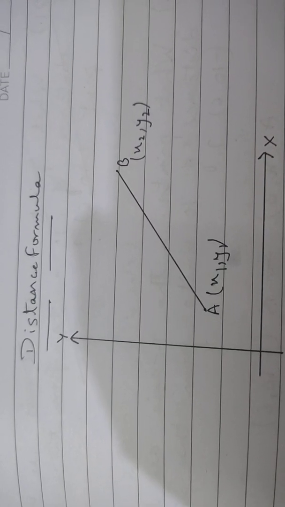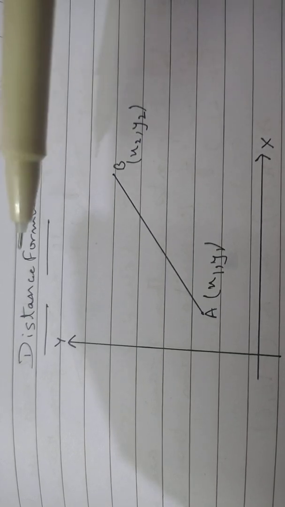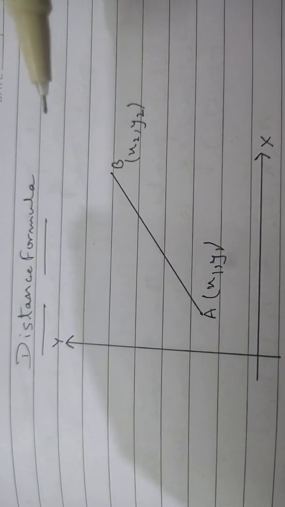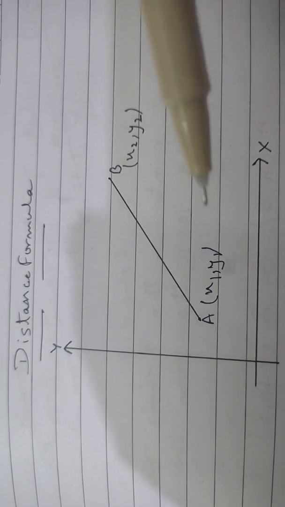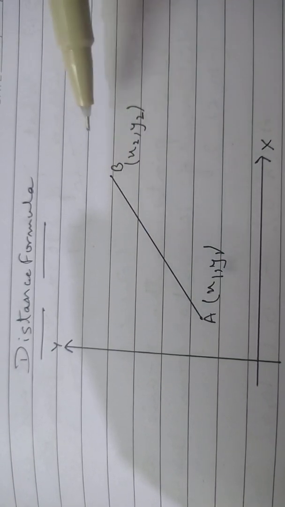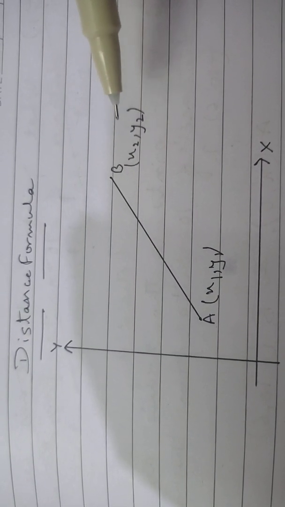Good morning everyone. Today we are going to start with a new topic that is related to coordinate geometry, and the topic name is distance formula. As you can see, I have shown a Cartesian plane or an xy plane where there are 2 points A and B, having the coordinates x1, y1, and the other one having the coordinates x2 and y2.